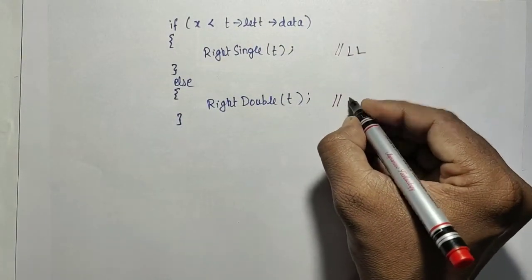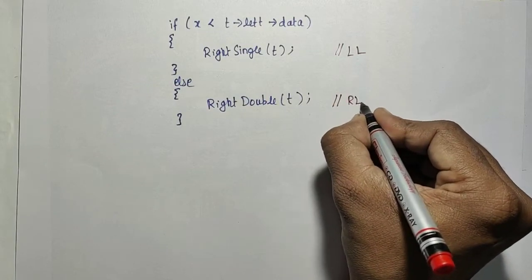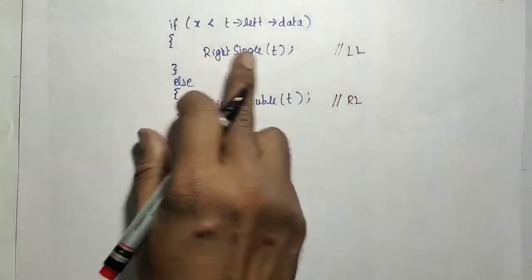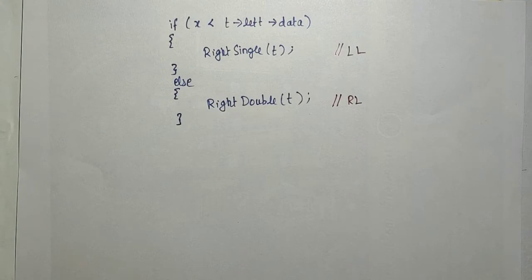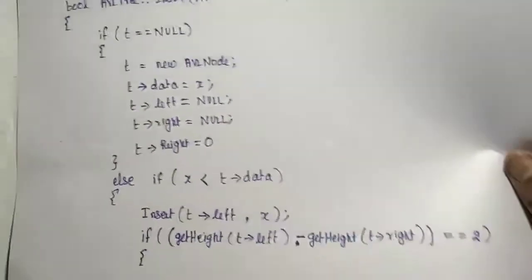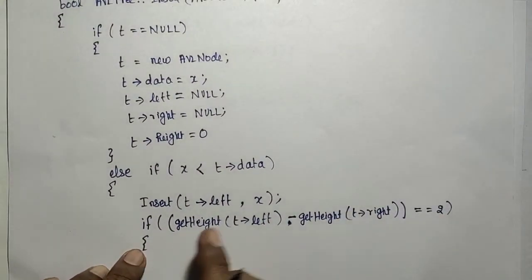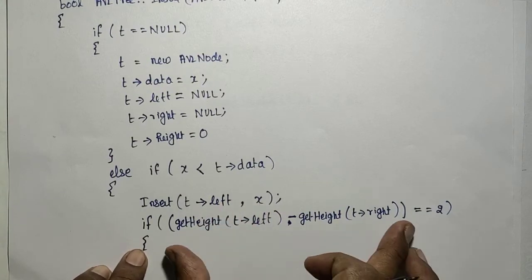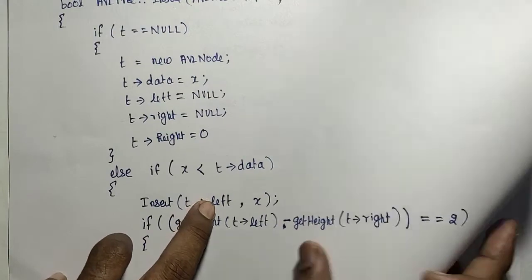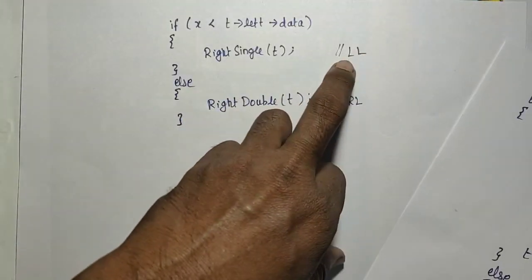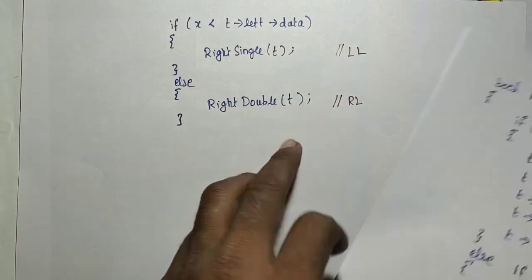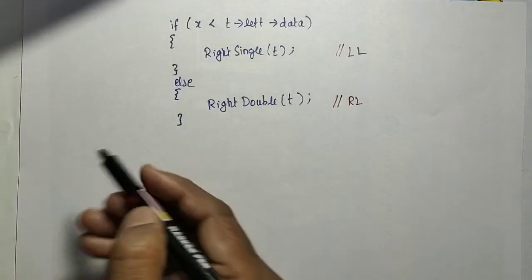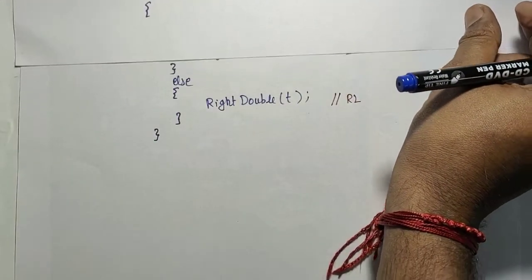This is the situation right of left. Right of left means right double or otherwise single. Now I can complete this statement. Unbalancing occurs due to inserting a new element on the left side. If unbalancing occurs on the left side, left of left or right of left, after rotating you have to complete this if.